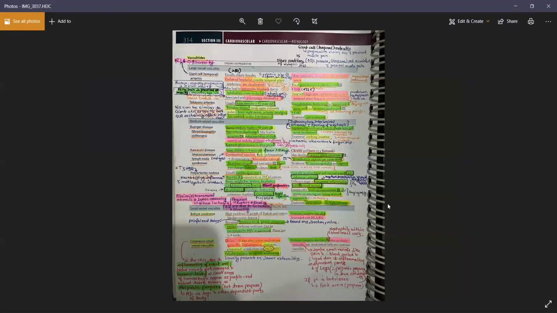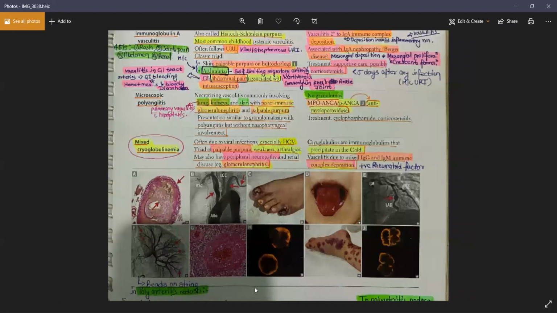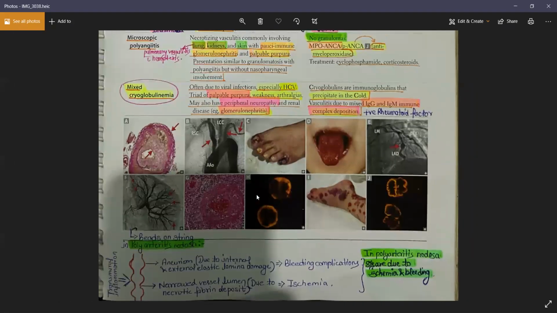Okay, now because of the inflammation, like we have discussed, we have the tunica media, which contains the collagen and the elastin. Both will become destroyed, and as a result, the vessels will become very weak. Okay, and they will become very dilated. So aneurysms can form, right?